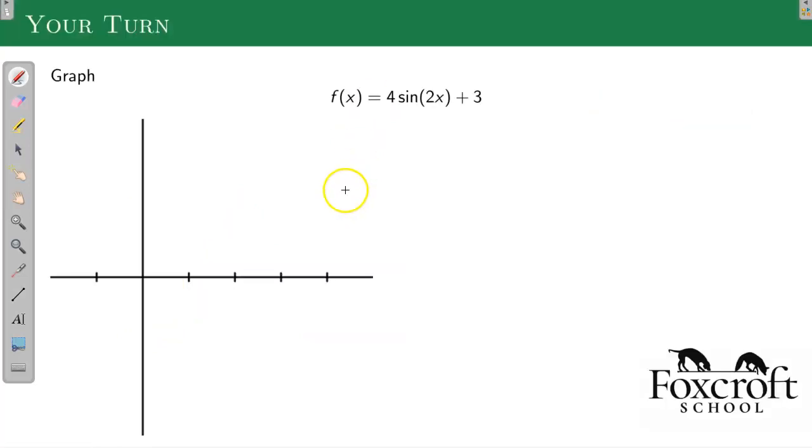All right, so here's one for you to try on your own. Try to graph 4 sine of 2x plus 3. Again, it's generally 1, 2, 3, 4 is the way I would go about putting it all together. All right, so pause the video, try that one. I'll show you the answer in 3, 2, 1.